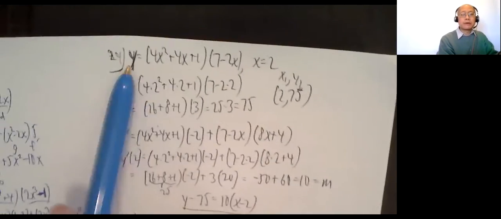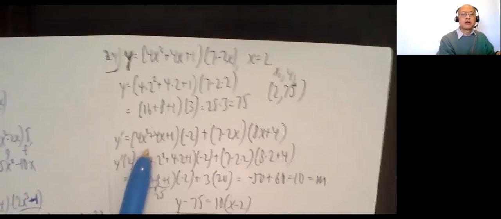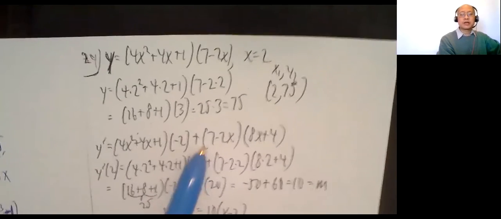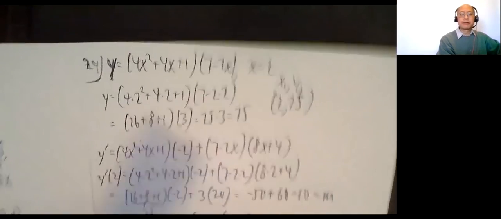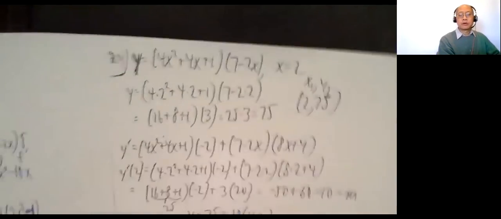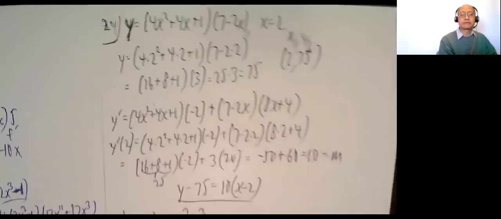All right, so copy the first function, 4x squared plus 4x plus 1, and then times the derivative of the second. So the derivative of the second function is negative 2. The derivative of 7 is 0, right? Derivative of negative 2x, that's a linear function, is negative 2. Plus second function, 7 minus 2x, times the derivative of the first. So what's the derivative of that? 8x plus 4. And there we go.